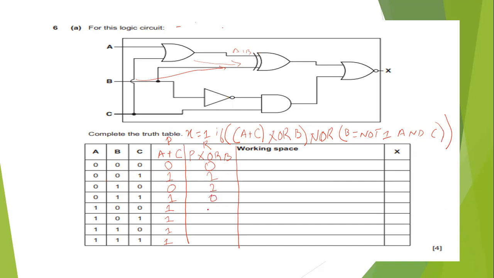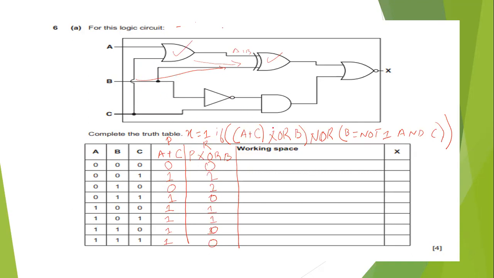0 XOR 1, output will be 1. Again 0 XOR 1, output will be 1. Now similar bits produce 0. 1 XOR 1, output would be 0. Remember, basically similar bits produce 0 and dissimilar bits produce 1 in an XOR gate. Remember this logic. Now this gate is finished.